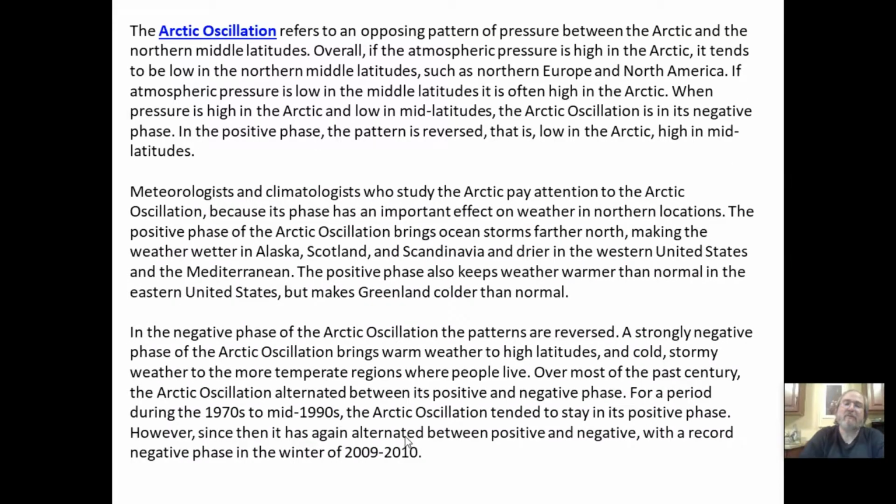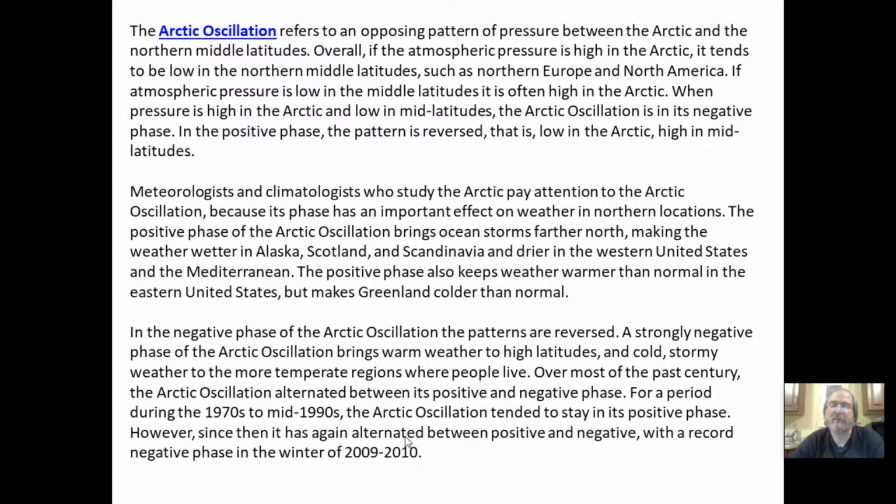The Arctic Oscillation refers to an opposing pattern of pressure between the Arctic and the northern middle latitudes. Overall, if the atmospheric pressure is high in the Arctic, it tends to be low in the northern middle latitudes, such as northern Europe and North America. If the atmospheric pressure is low in the middle latitudes, it is often high in the Arctic. When pressure is high in the Arctic and low in mid latitudes, that is when it is in its negative phase. In the positive phase, the patterns are reversed, that is, it's low in the Arctic, high in mid latitudes.